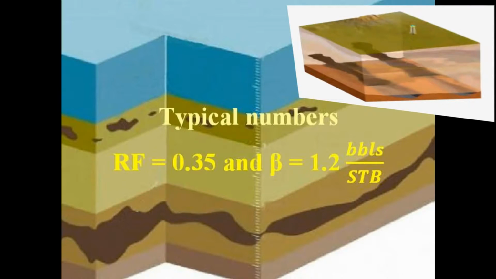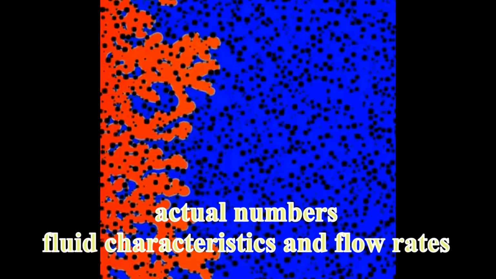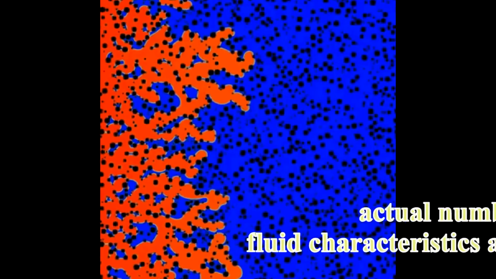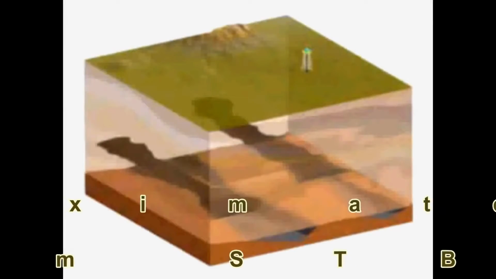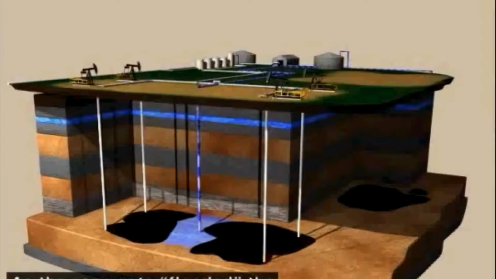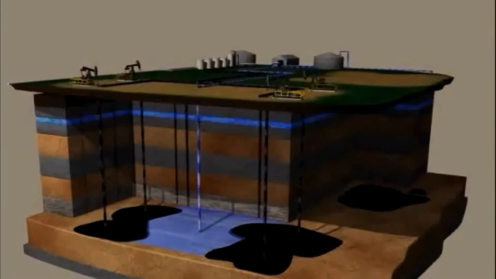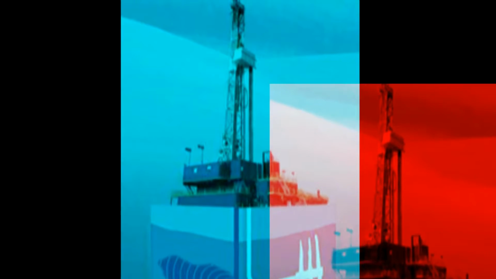In this calculation, we use typical RF and beta numbers, but in the field, we would be using the actual numbers from the calculations made from the reservoir's fluid characteristics and flow rates. Therefore, approximately 11 million stock tank barrels can be recovered from this field. This number, of course, reflects the recoverable rates at existing technology. Over time, with enhanced technology, recovery rates could go higher.